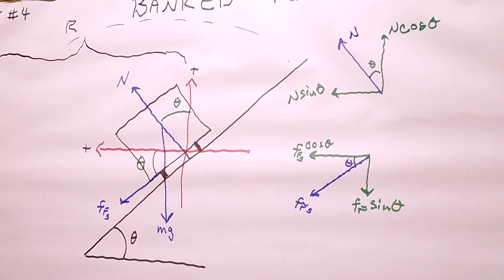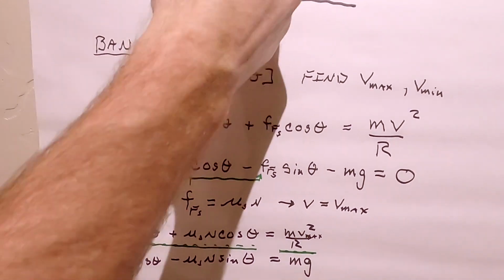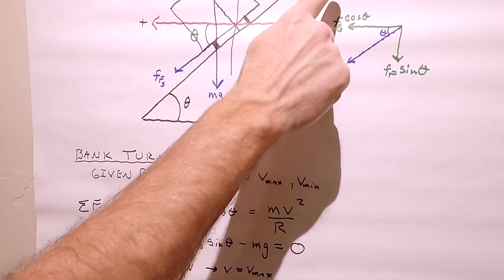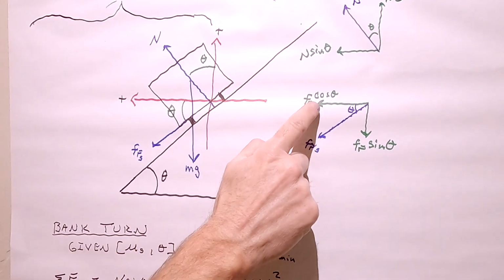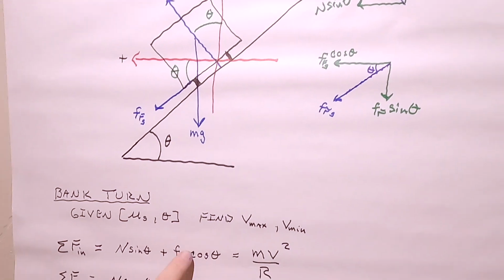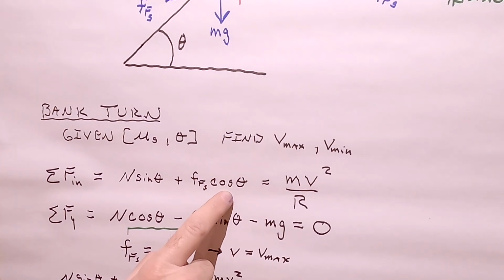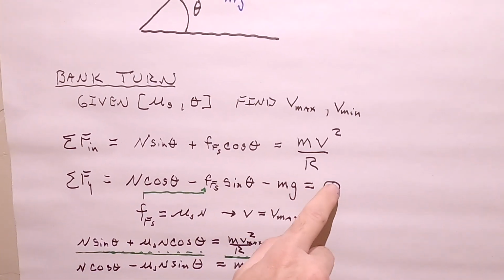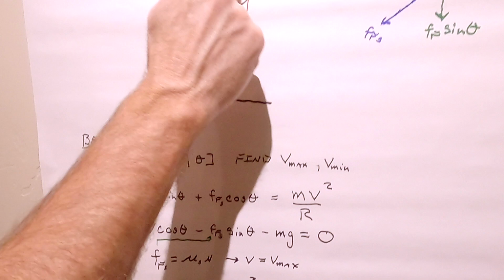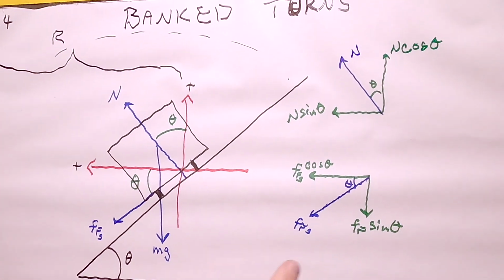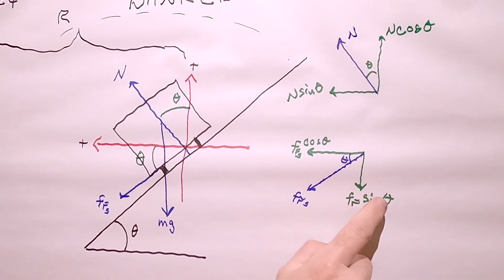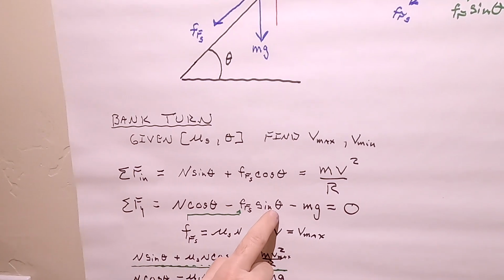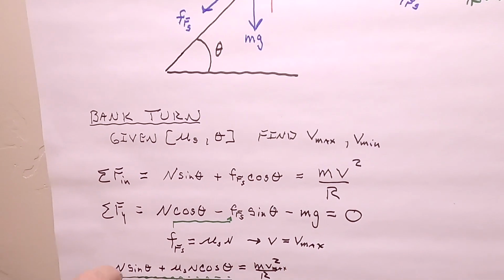Okay, so now we can write out the sum of the force equations. The inward direction is right here. We've got the n sine theta, which is this one, and we've got the frictional force cosine theta. Those are the only two forces inward, and since we're going in a circle, we set it equal to mv squared over r. If we look at the forces in the vertical direction, the upward is n cosine theta, minus the downward, the frictional force sine theta, and mg. So we have n cosine theta minus frictional force sine theta minus mg equals 0.